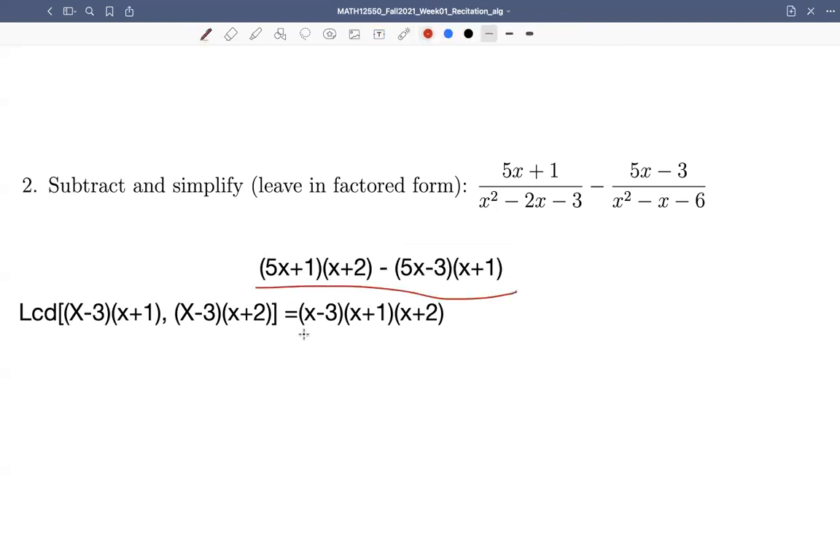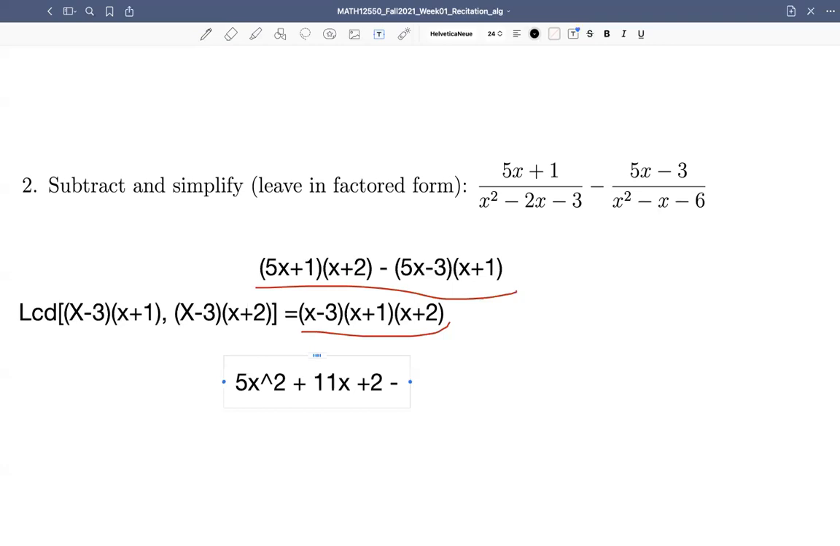Okay, so this is our denominator. Then this is our numerator. And now let's calculate our numerator. We have 5x, so the first 5x times x, we have 5x squared. Then plus 2 times 5x, 10x, plus 1x, 11x for the middle term, plus 1 times 2, which is 2.